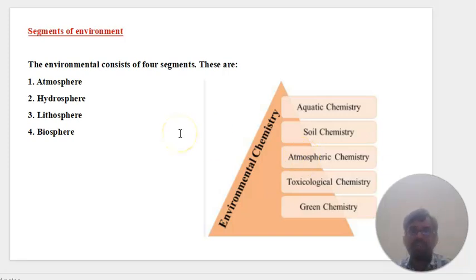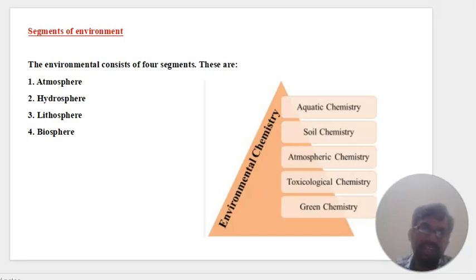Now coming to the segments of the environment. The environment basically has four important segments: the atmosphere, hydrosphere, lithosphere and biosphere. In environmental chemistry, you can again see aquatic chemistry, soil chemistry, atmospheric chemistry, toxicological chemistry and green chemistry. These are a few that we already discussed in earlier slides.